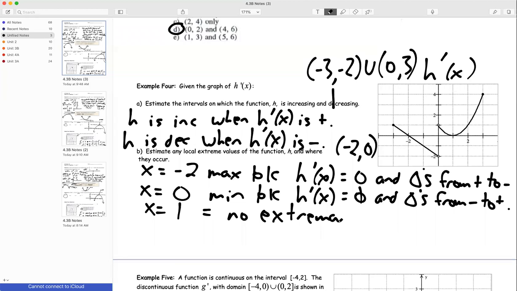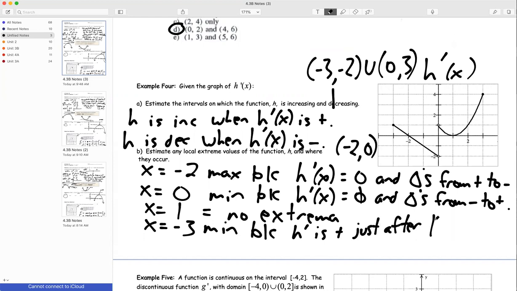Because I can also have an extrema at the endpoints. So I got x is equal to -3. And at x is equal to -3, it is a what? It is a minimum. How do we know? Because h prime is positive just after the endpoint.